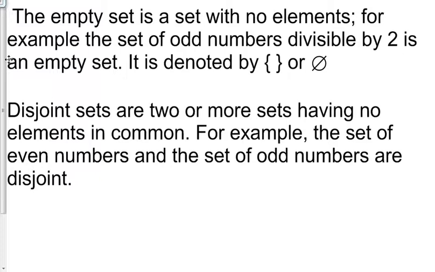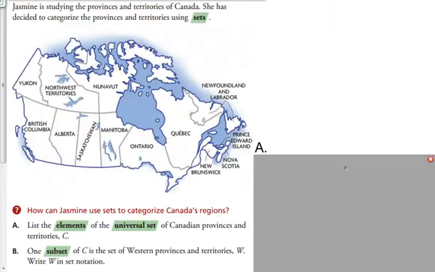Then we have disjoint sets. These are 2 or more sets having no elements in common. For example, the set of even numbers and the set of odd numbers are disjoint because no even number is an odd number. Let's take a look at an example involving sets.